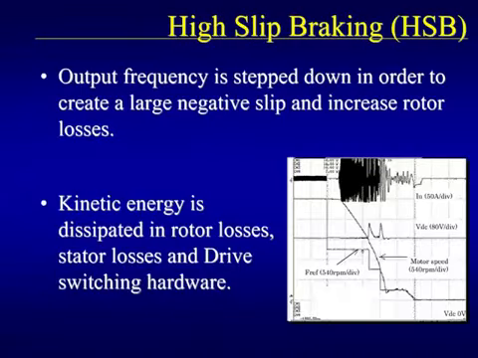High-slip braking is a braking method that uses an algorithm to maximize the motor losses during braking. Output frequency is stepped down at various intervals to increase the negative slip in the motor. This large negative slip causes the motor to act as an inefficient generator so that during regeneration, all of the regenerated power is dissipated in the motor itself due to its own inefficiency.